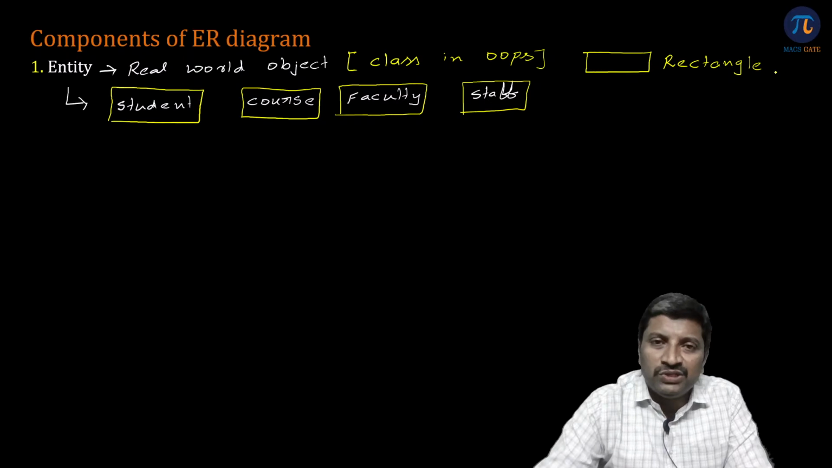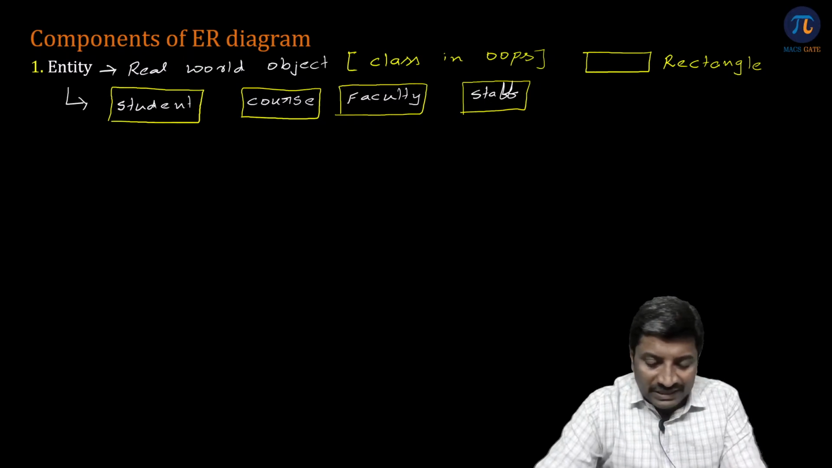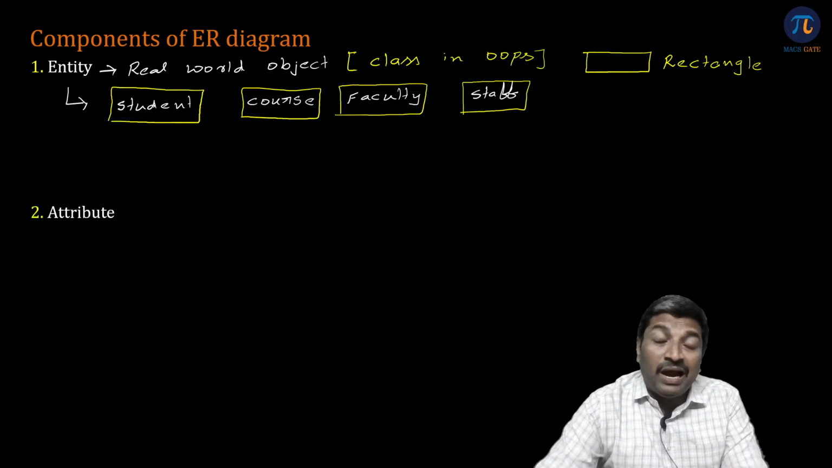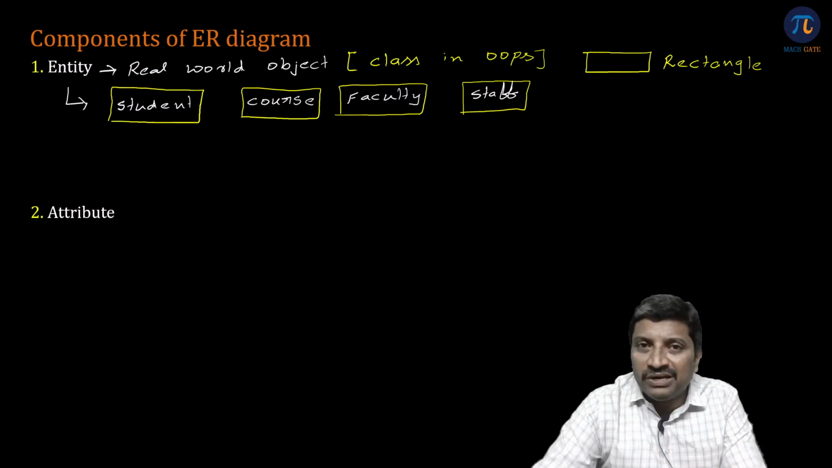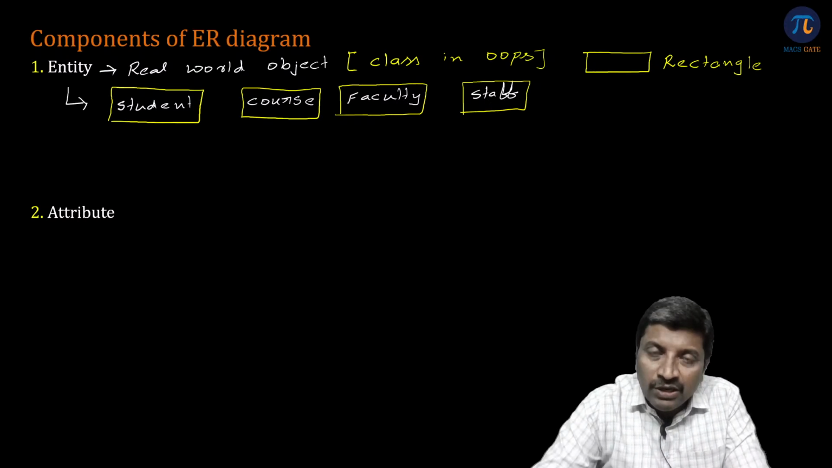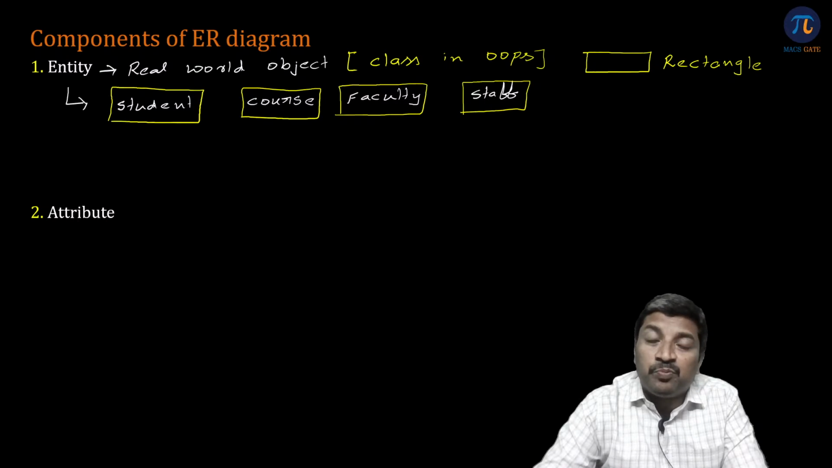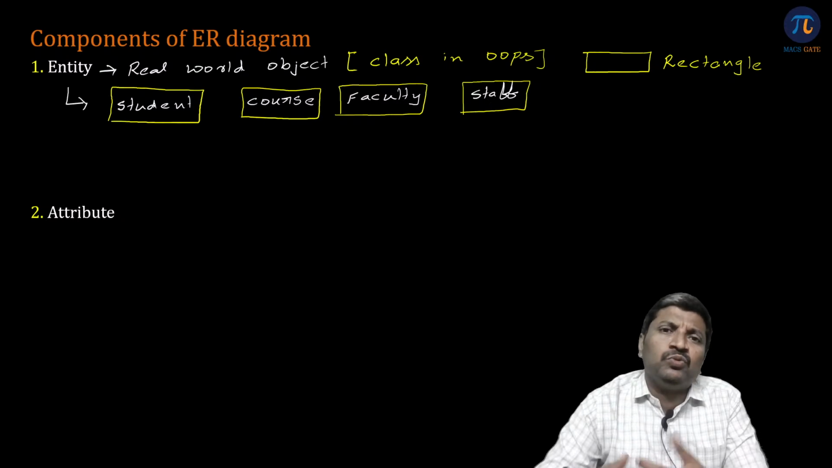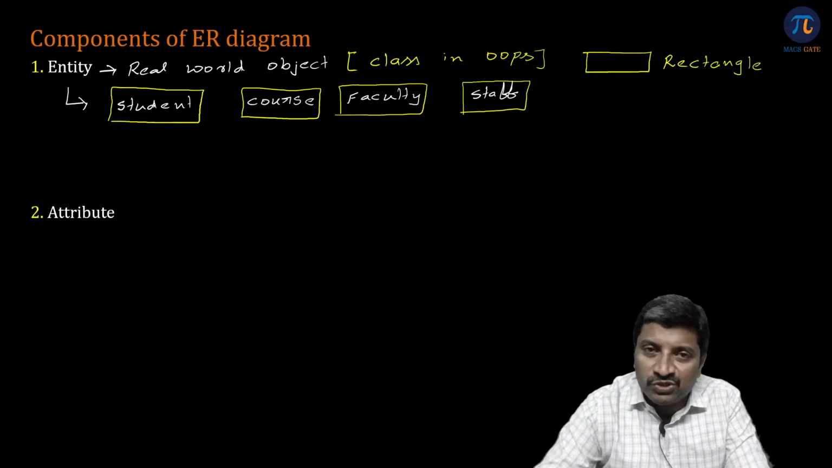Fine, sir. So this is our first component. The second component is attribute. Whenever I am considering a student, what are the characteristics or properties you are interested in? Suppose my application, the aim is to provide placements. Then what are the properties or characteristics you consider?